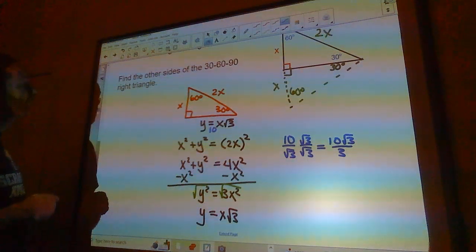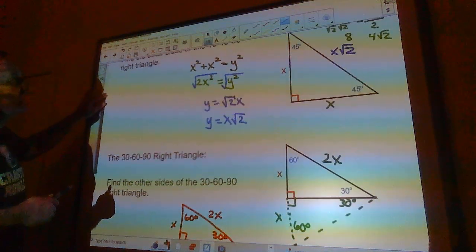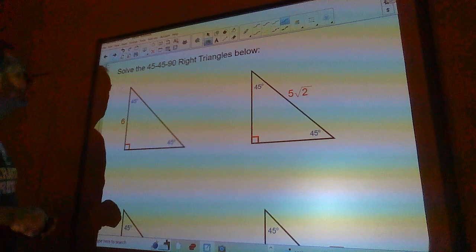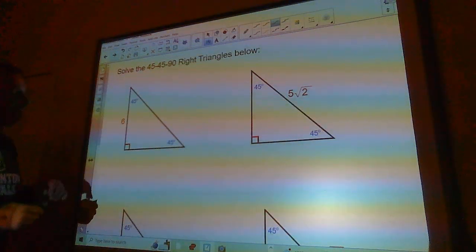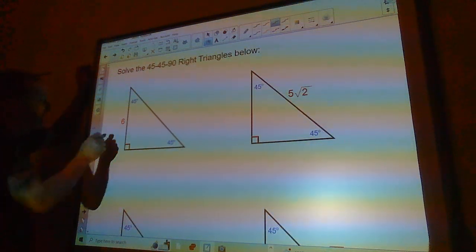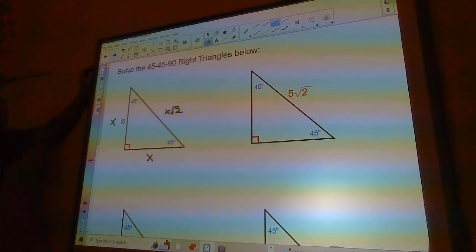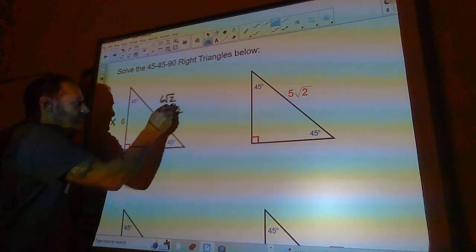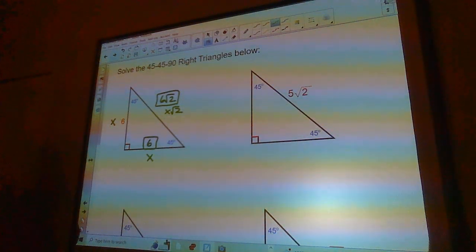So, there's your two special right triangles, the 30, 60, 90 and the 45, 45, 90. All right, here we go. So we've got some here. So let's take a look at this first one. This is a 45, 45, 90. I always think it's a good idea to write down the ratios of the sides like this, which tells me that this side is 6, and this side is 6 times the square root of 2. And I'm done.